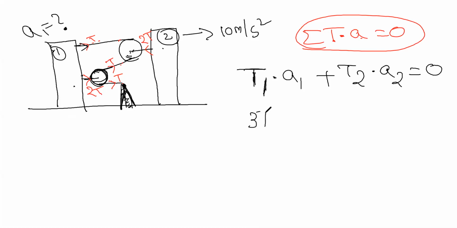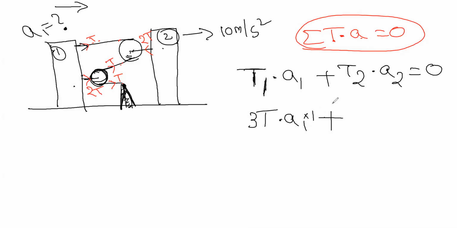Acceleration we don't know, and in which direction we don't know. You can assume any direction. If it comes as positive, then the assumed direction is correct. If it comes negative, the assumed direction is just the reverse of what we assumed. Let's suppose you are assuming the right side direction. Then this tension and acceleration are both in the same direction, meaning theta is 0, so that is cos 0, which is 1. No negative sign will come.